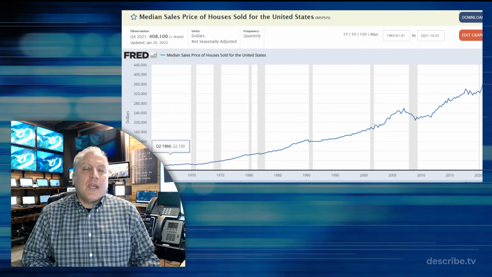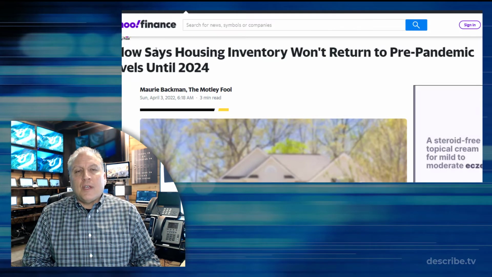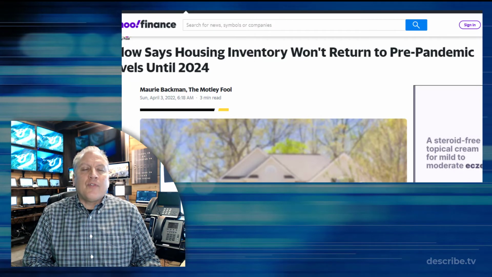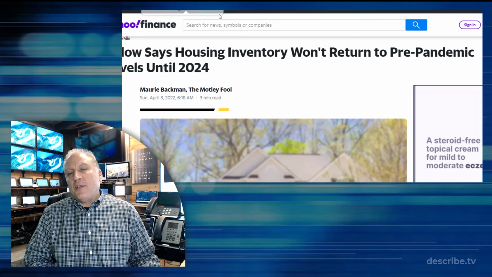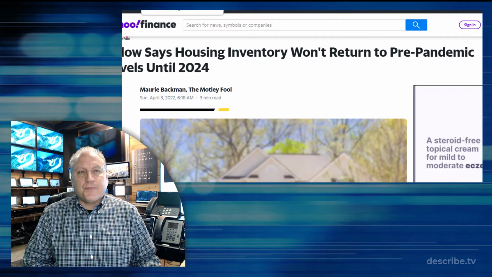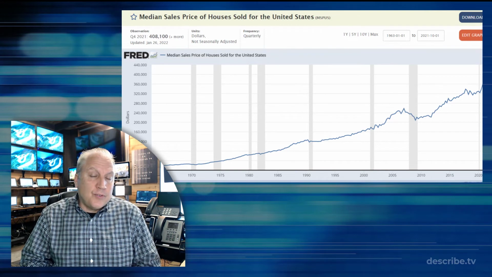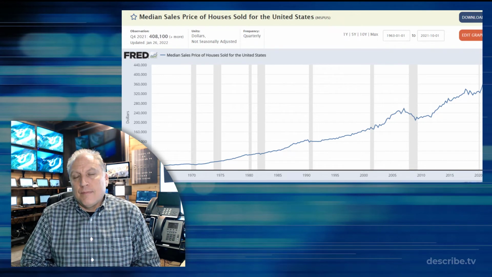What do the experts say about it? Well, you don't want to take any one person's opinion, but Zillow says housing inventory won't return to pre-pandemic levels until 2024. Now, of course, Zillow might be biased. They have a dog in the hunt because they're in the real estate advertising business. But their projection is that the inventory is going to be tight for another 2 years, at least.